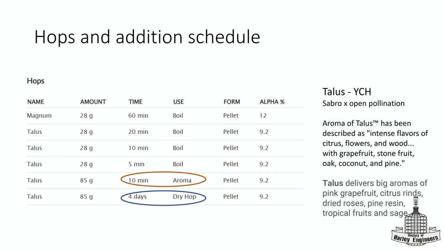And it's got some properties of Sabro, like this intense wood, coconut that people have picked up a lot on with Sabro. And then I highlighted this. So in addition to doing the aroma addition, he's also done a dry hop on this beer. So these are the characteristics of those hops.